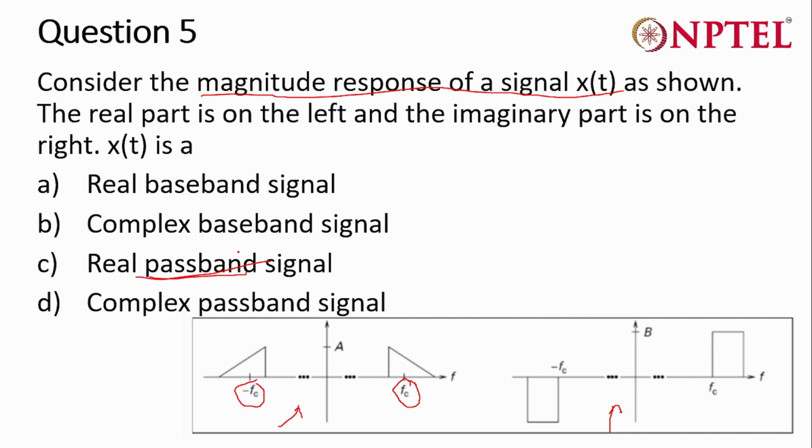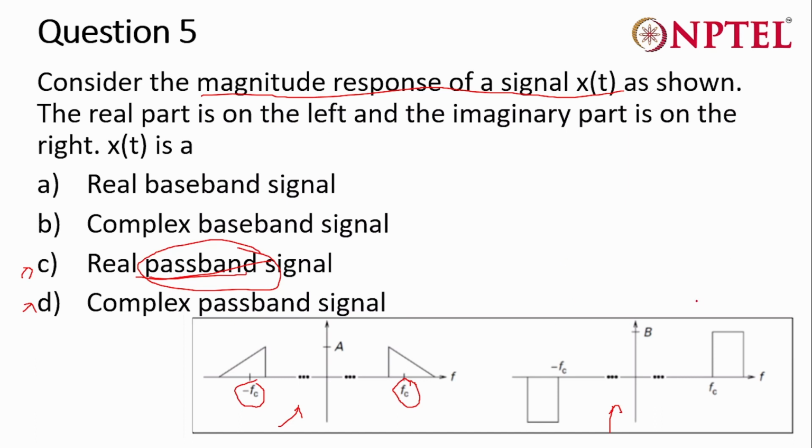So what is the difference between baseband and passband? Passband signal means you have modulated the signal over the carrier frequency. So your signal is centered around the carrier frequency, which means it's a passband signal. Now, your options get boiled down to C or D. Now we have to find whether it's a real signal or a complex signal.